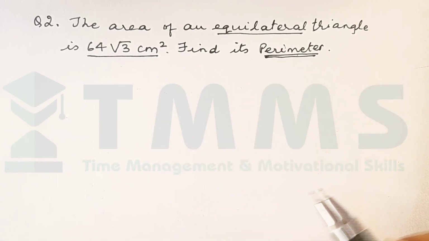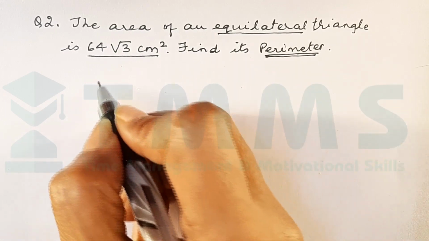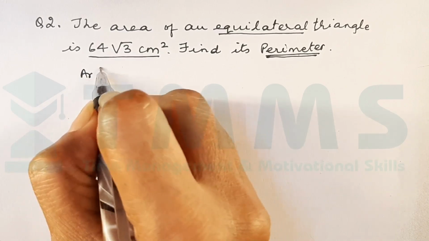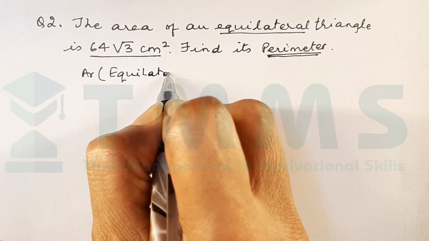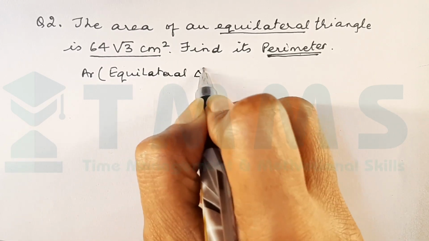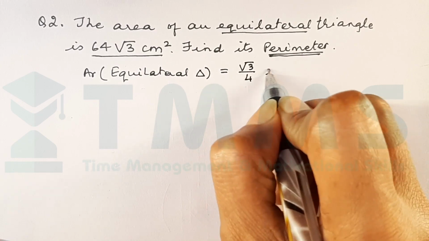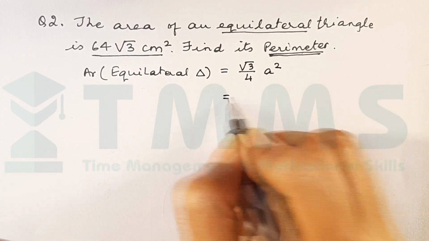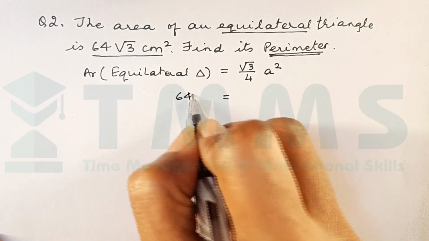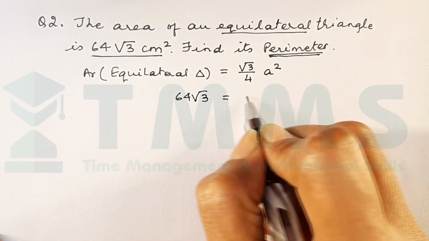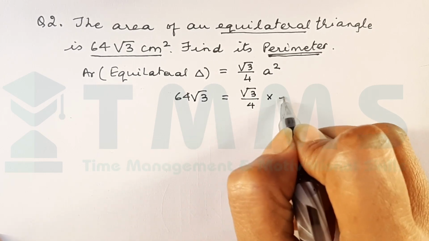Now quickly run to the list of formulas and tell me what is the area of an equilateral triangle. Did you find it? Come on, what is the formula? Root 3 upon 4 into A square. Did you get it? Alright. And so we have 64 root 3 equal to root 3 upon 4 multiplied by A square.